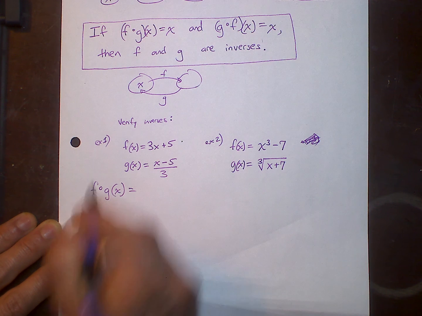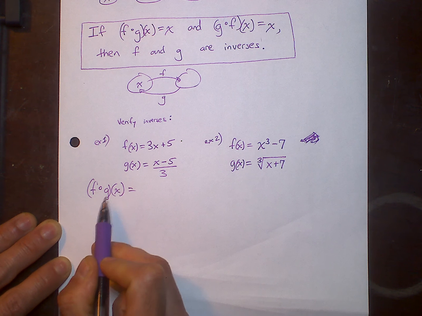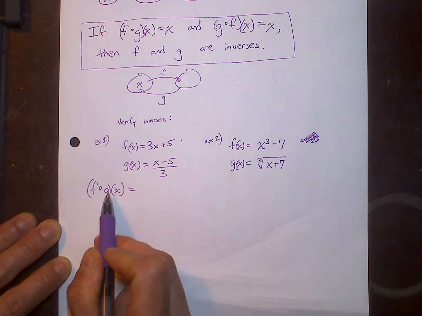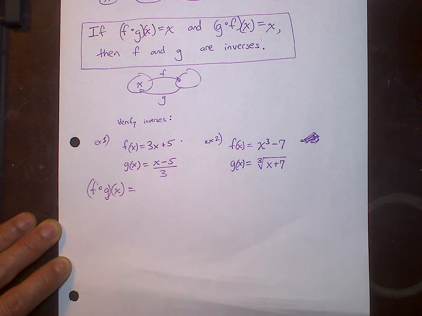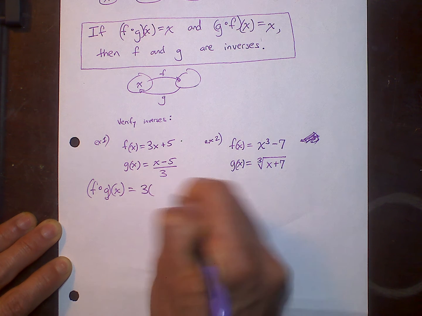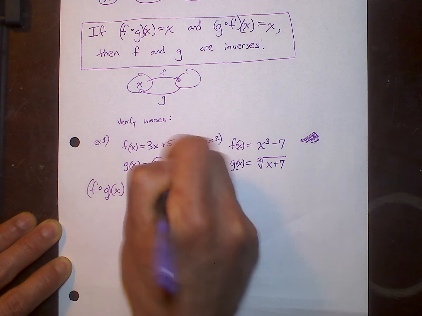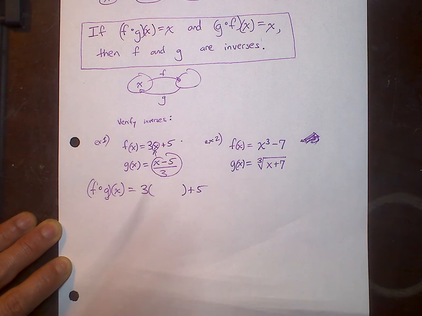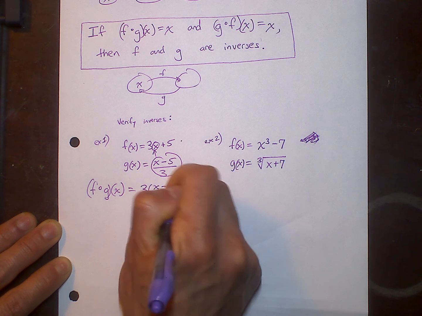F of g of x, as you remember from last time, is when we start with the g function, and then we take the output of that and enter that into the f function. Another way of thinking of that is to start with the main function, the f function, and have the g function substituted into the input of the f function. Wow, that confuses me sometimes.